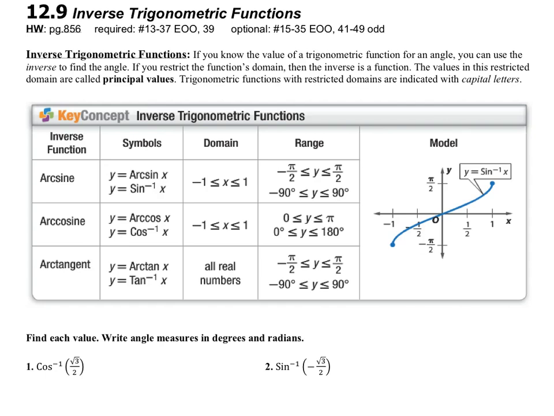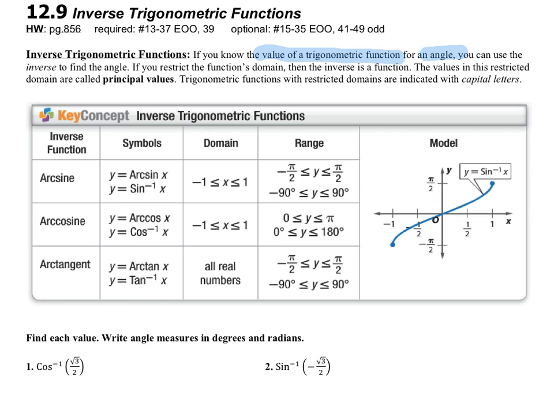In lesson 12.9, we're doing inverse trig. So in the past, we were usually given an angle, and then we used that to find the value of the trig function. So now we're going to go the other way around. We're going to be given the trig function, and we're going to use that to find the angle.